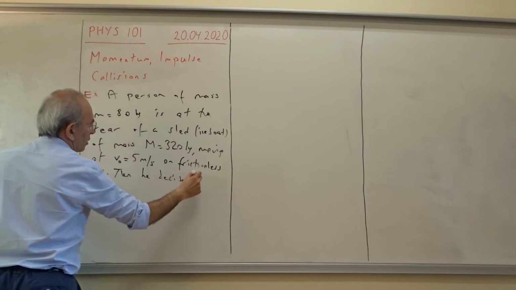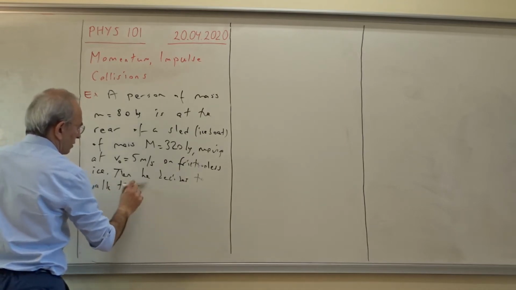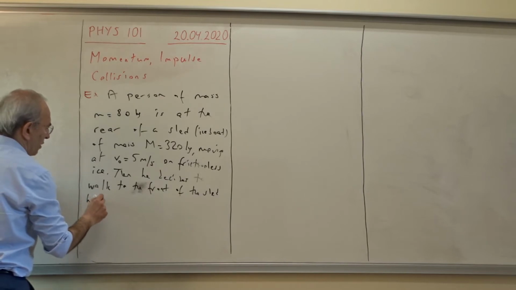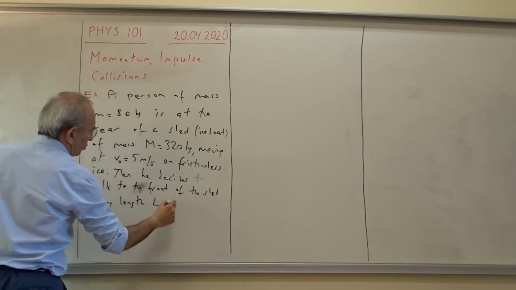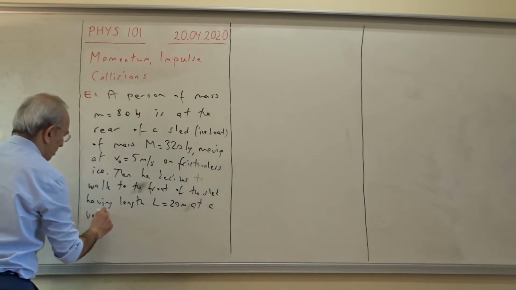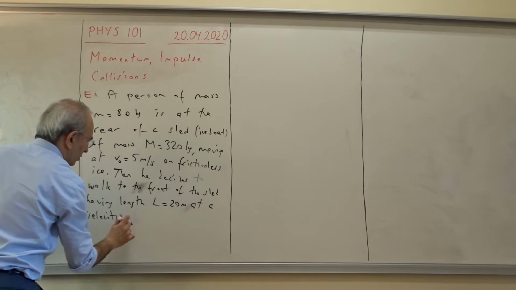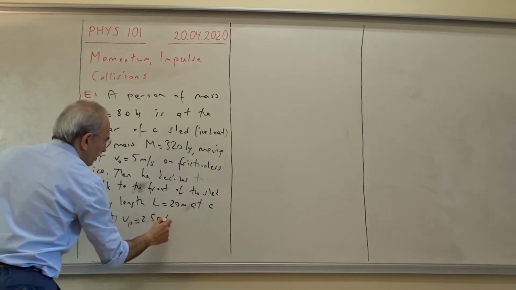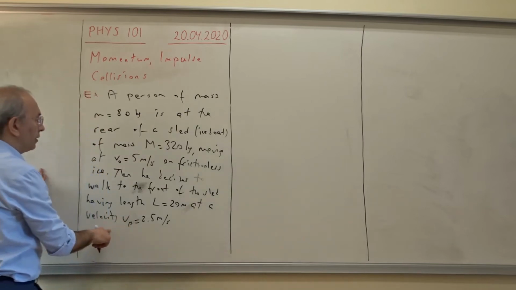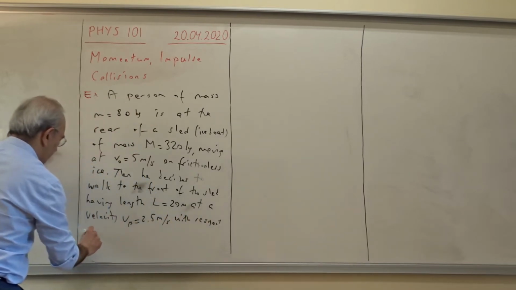Then he decides to walk to the front of the sled, having length L equal to 20 meters, at a velocity V person equals 2.5 meters per second, with respect to the sled, not for an outside observer. V person, 2.5 meters per second with respect to the sled.